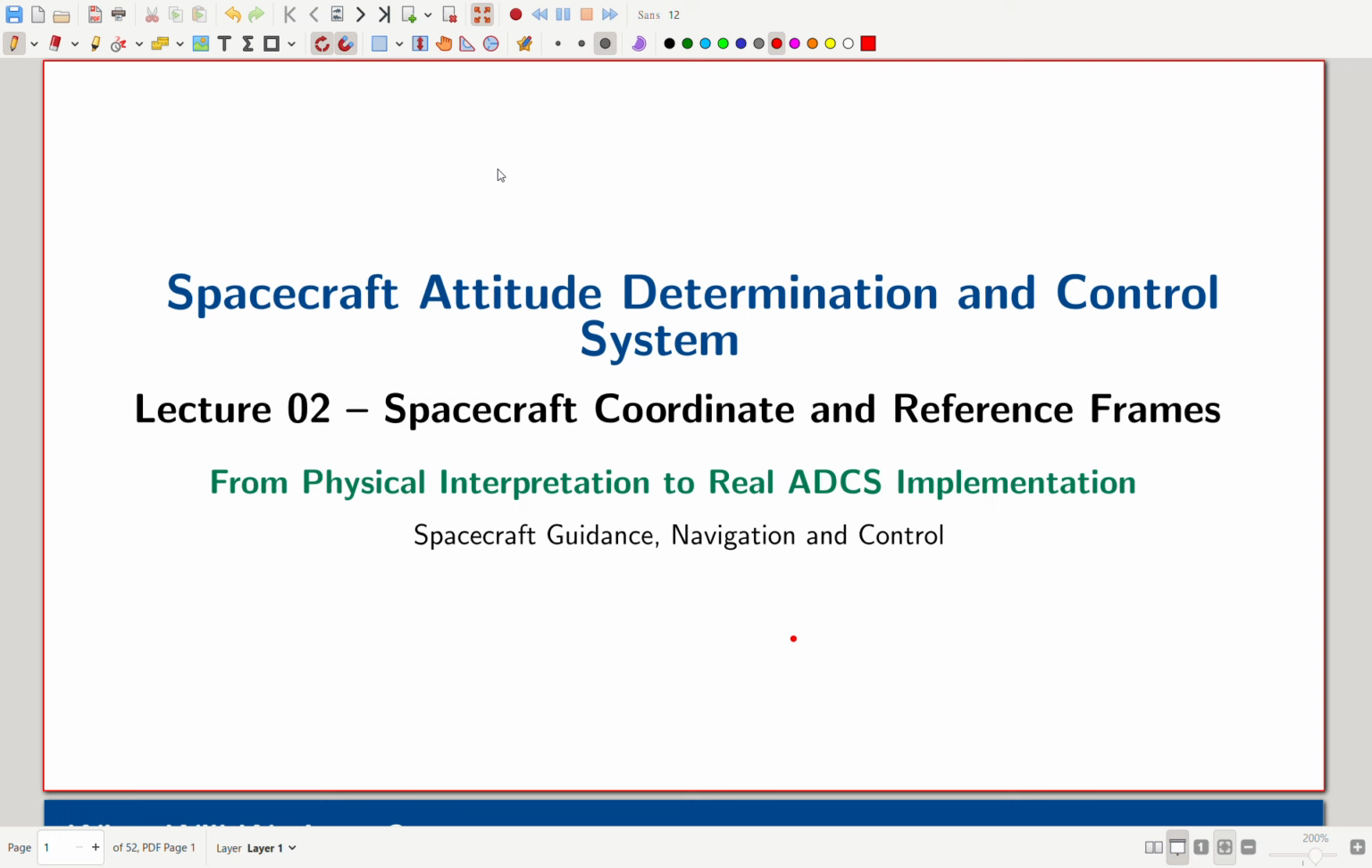Hi all, welcome back. So today we are going to understand the ADCS. This is lecture 2, and lecture 1 just briefly covered what the ADCS is, the importance of the ADCS in spacecraft, and the fundamentals, how we can understand this.